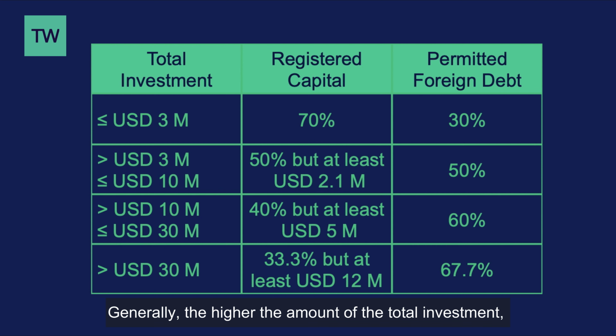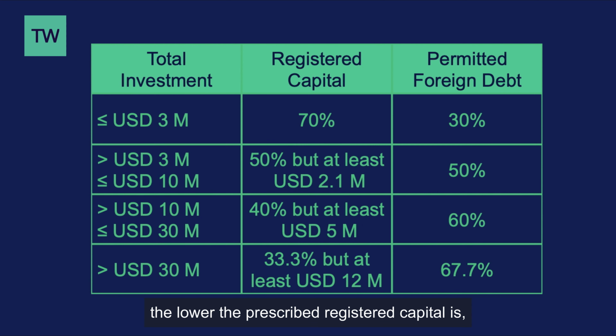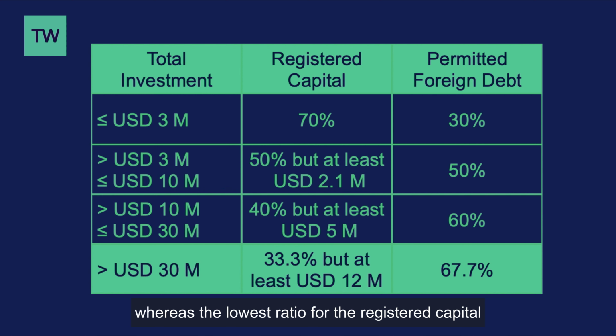As a result, the FIE in our example would be allowed to take up foreign debt in an accumulated amount of up to $900,000. Generally, the higher the amount of the total investment, the lower the prescribed registered capital is, whereas the lowest ratio for the registered capital is 1/3 of the total investment.